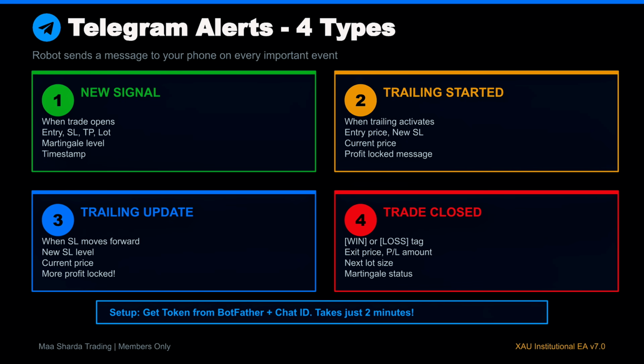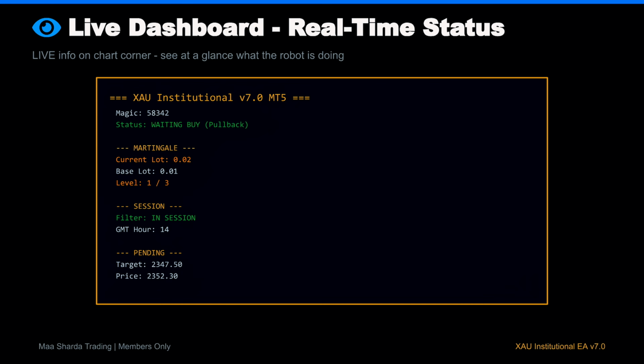The robot provides 4 types of real-time Telegram alerts: new signal, trailing started, trailing update, and trade closed. These notifications keep you updated on every significant event, providing trade details, profit status, and next steps. The live dashboard provides real-time status updates directly on your chart.